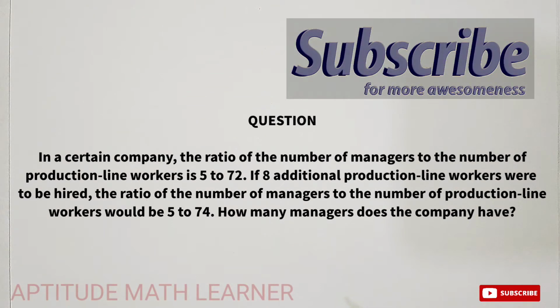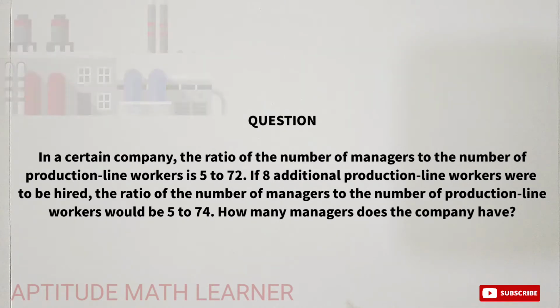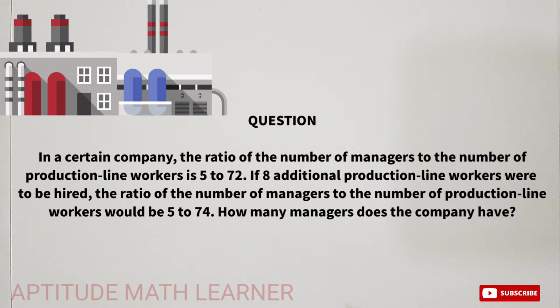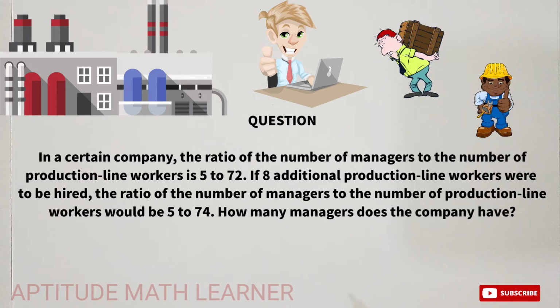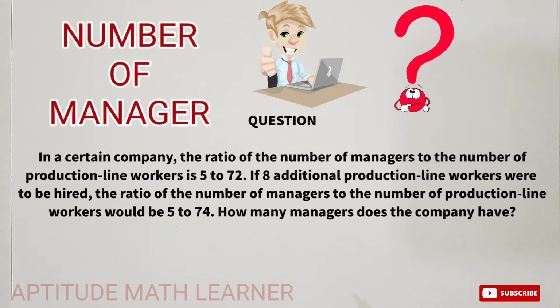Once again I am here with a very interesting question, and the question today is: in a certain company the ratio of the number of managers to the number of production line workers is 5:72. If 8 additional production line workers were to be hired, the ratio of the number of managers to the production line workers would be 5:74. How many managers does the company have?